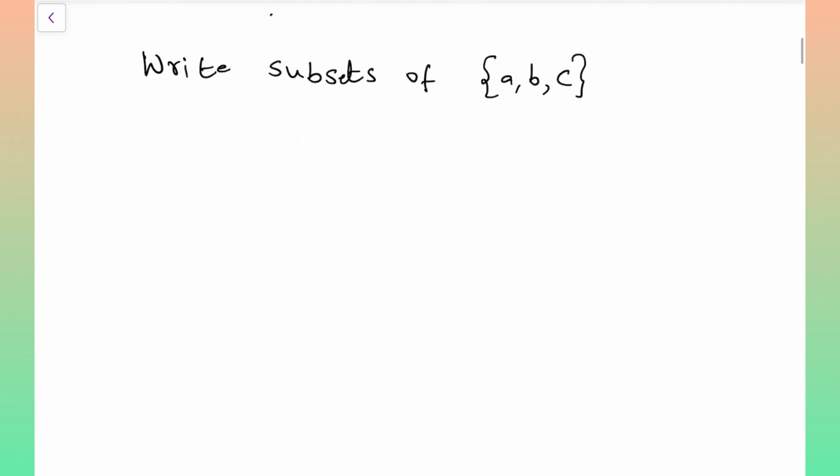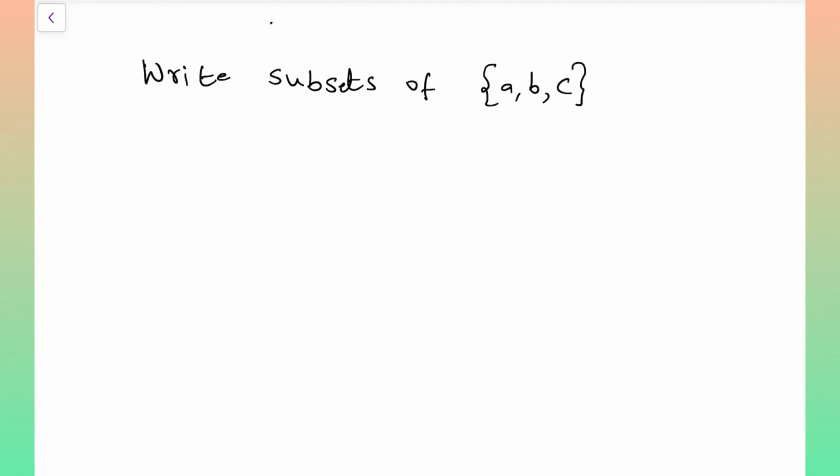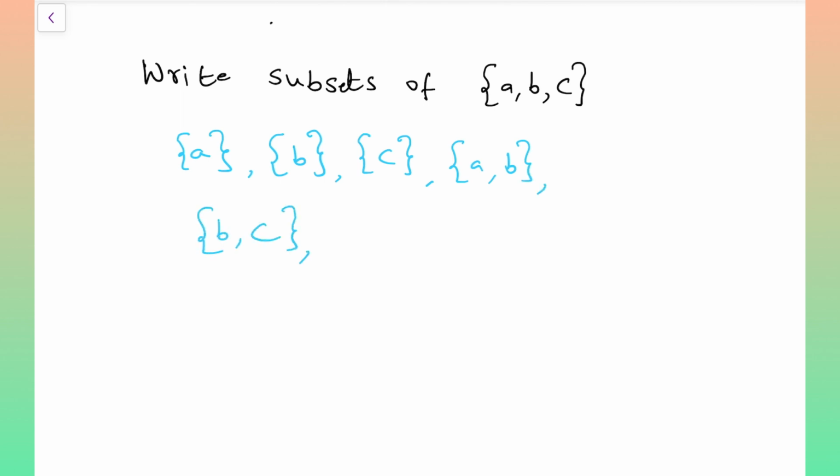Coming to the next one. Write subsets of the given set A, B, C. Writing the subsets is very easy. First write the individual elements one by one. The first element is A, write it as a set, comma. Second element is B, write it as a separate set. Then the third element is C, write it as a separate set. Then individual elements are completed. Now go with two elements together. A comma B, two elements as a set. Then B comma C, again two elements as a separate set. Then A comma C or else C comma A, anyway both are the same.